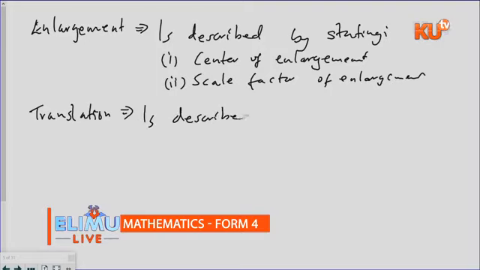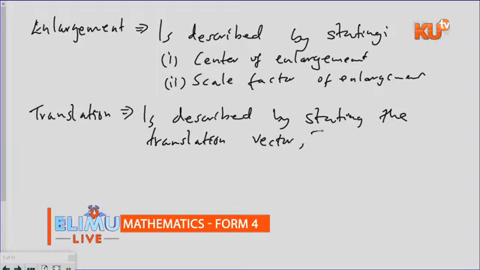This one is described by simply stating the translation vector. The translation vector t, which is written as x, y. That is how we get to translations.